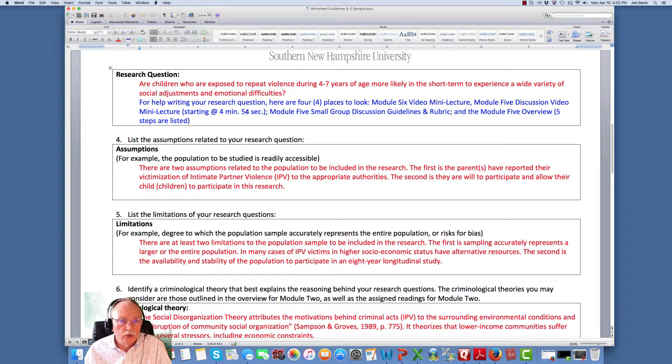All right, so here is the actual worksheet. And the first thing is, what is your research question? As you can see, I'm trying to use that same one about the impact of domestic violence or interpersonal violence, intimate partner violence, for children between the ages of 4 and 7, the impact on them in the short or long term. So my research question turned into a question: are children who are exposed to repeat violence during 4 to 7 years of age more likely in the short term to experience a wide variety of social adjustments and emotional difficulties?